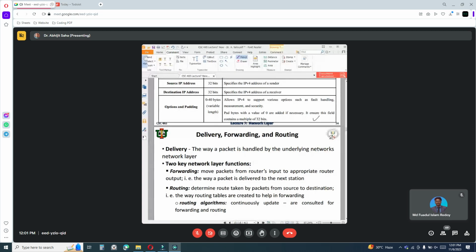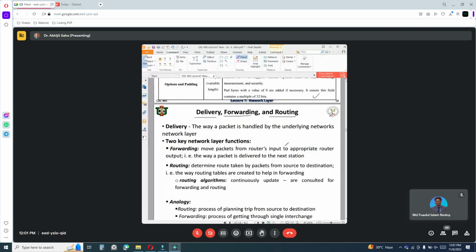Here it's talking about the delivery, forwarding, and the routing. In case of the delivery, the way a packet is handled by the underlying network layer is called the delivery. Delivery means that you are sending the packet from the sender to the receiver. For sending the data from the sender to the receiver, you may face several intermediary nodes. In each node, how is the packet going to be handled in the network layer, right?